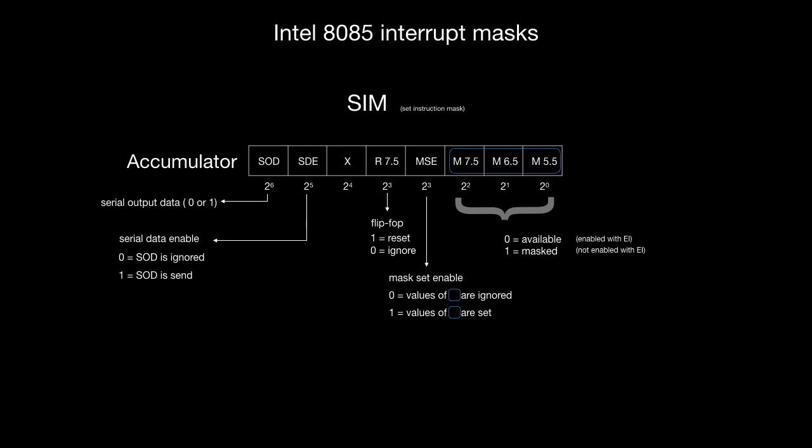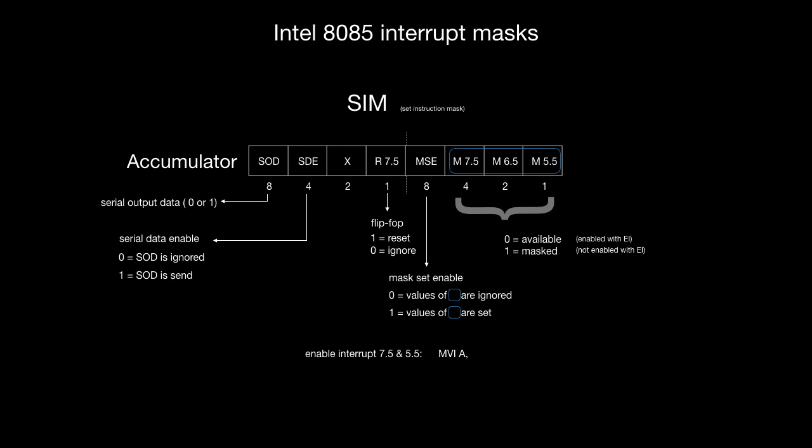This is a good example to use hex values. So you split your byte in lower 4 bits and upper 4 bits, and you put the respective hex value in there. So for example, you want to enable interrupt 7.5 and 5.5. What would be the value of the accumulator?